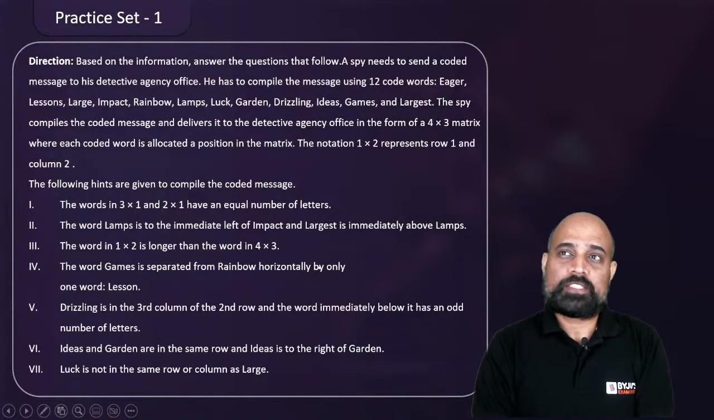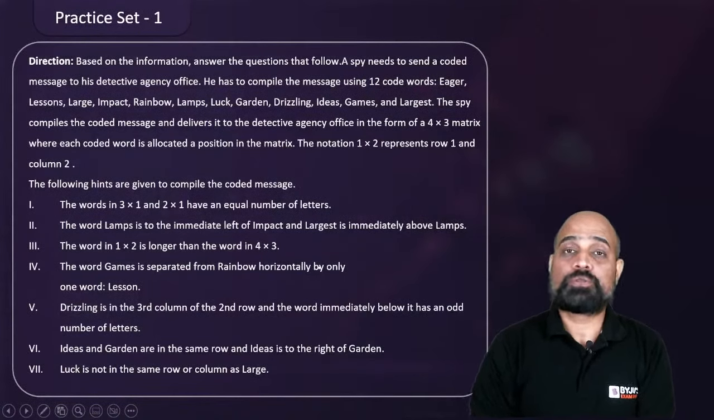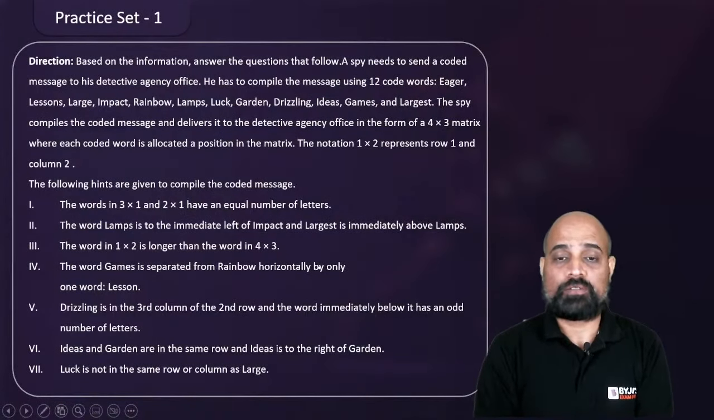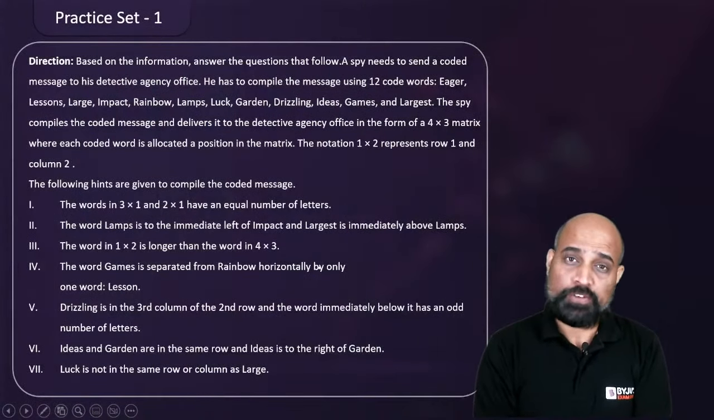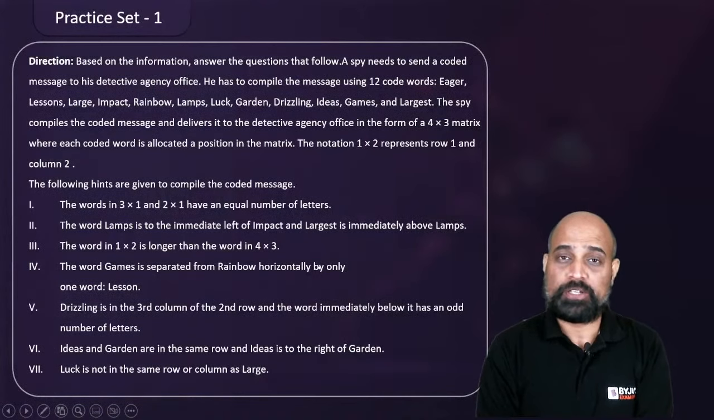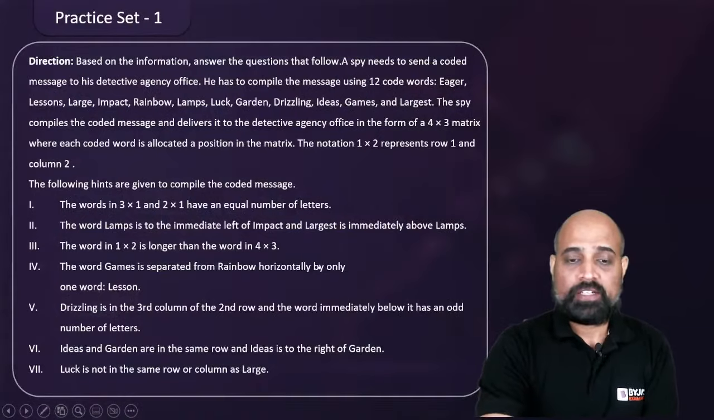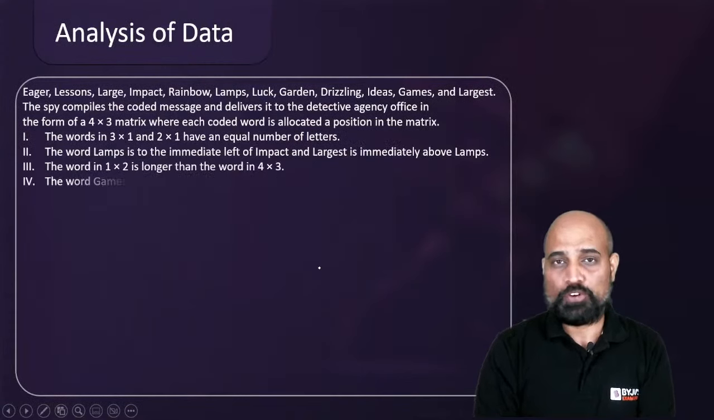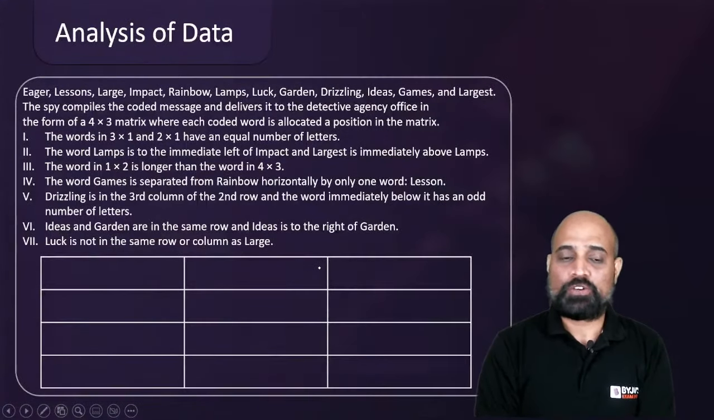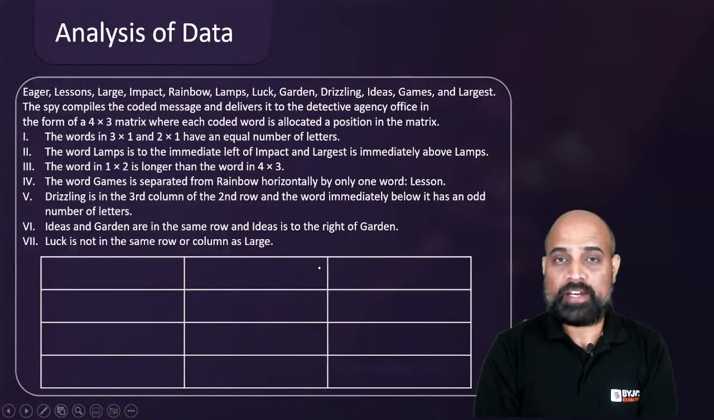So the first step is, what should be the representation? How should we proceed? Obviously we are supposed to draw a matrix of 4 rows and 3 columns. And then we will try to fill those 12 words in that matrix using the additional information or hints given to us, right? After doing the analysis of data, this is what we have overall. Everything is over here. So I'll give you guys like 5-7 minutes. Go ahead, solve it.